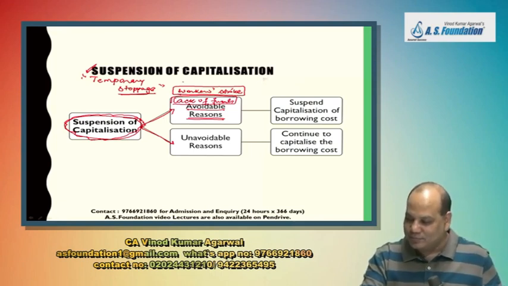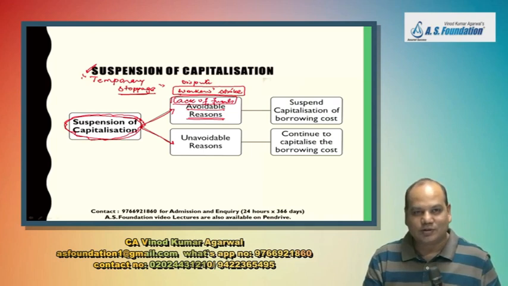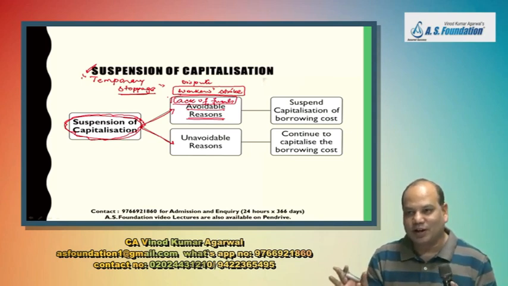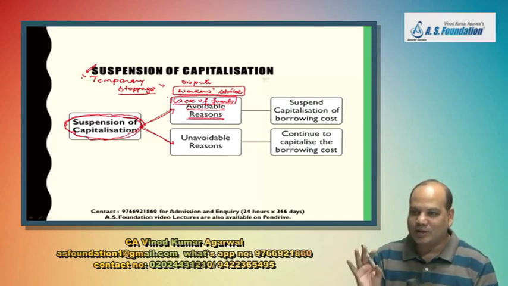Or there is some dispute that started after you started the construction work. These are called avoidable. These are not inherent in the nature of the prospective qualifying asset. So we have to say, is it inherent, is it natural, or is it man-made? Man-made items are avoidable.